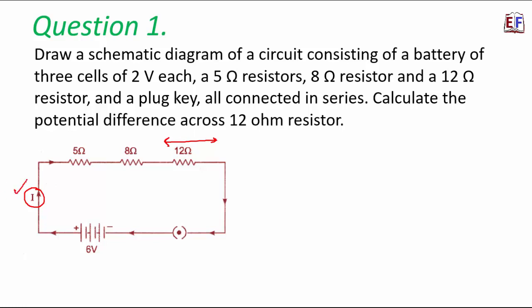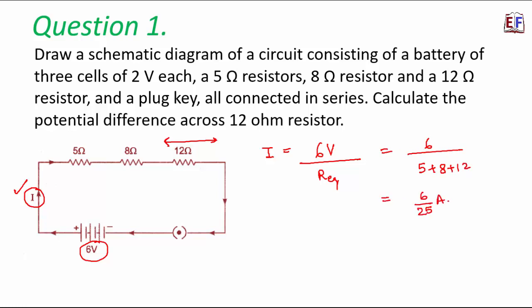So our step 1 would be to calculate the value of current. So current flowing through the circuit would be equal to the potential difference, like the EMF, which is 6 volts, divided by the equivalent resistance. Now since here 3 resistors are in series, so equivalent resistance would be the sum of the 3 resistances. So this is equal to 6 by 25 ampere.